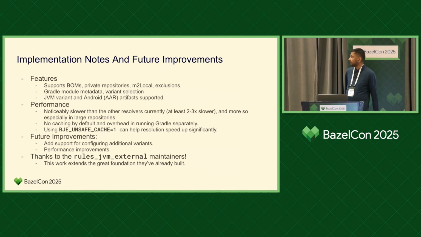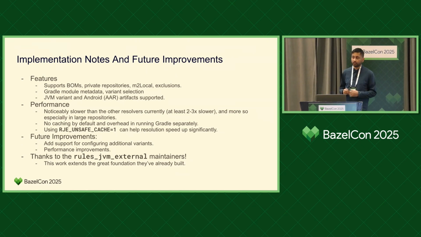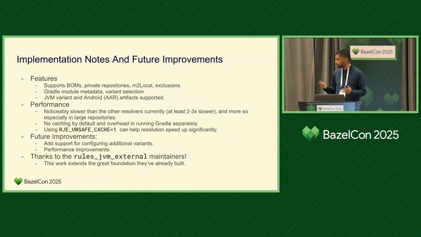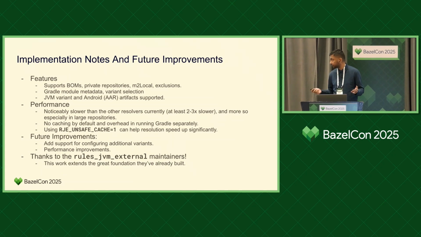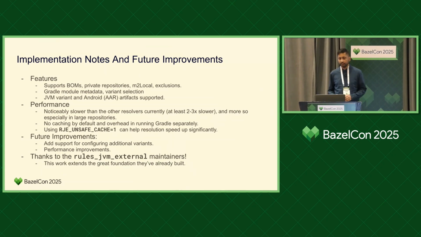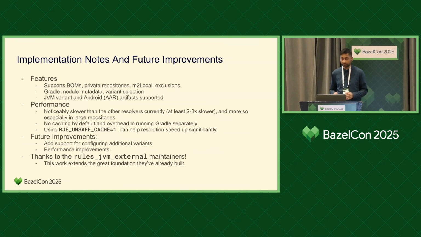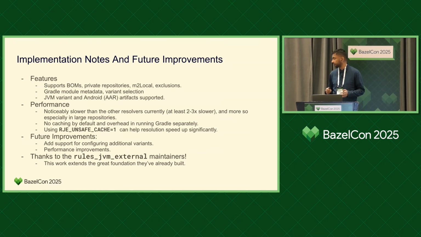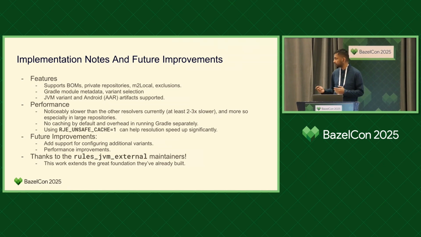In terms of future improvements, as I mentioned, Gradle variant selection is a big part of it, and being able to allow consumers to pick additional variants and resolve those dependencies would be a significant benefit, as well as performance improvements to make it palatable to use in a larger repository. And finally, I'd like to thank the maintainers of rules_jvm_external for all the excellent work on the existing resolvers, which indirectly enabled building this extension for Gradle support.